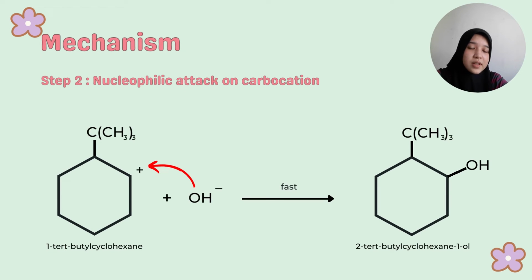Step 2 is nucleophilic attack on the carbocation. Carbocation will react with nucleophile and the nucleophile used in the reaction is OH minus. So the carbocation will react with OH minus. As you can see the red arrow here, it shows that the nucleophile will attack the carbocation and the OH will be attached to the carbon and will form 2/3 butyl cyclohexane 1-ol. And the rate of reaction for this reaction is fast because it involves making a new bond.